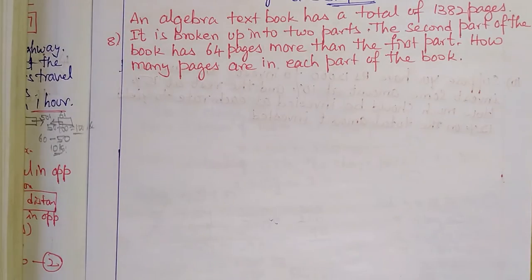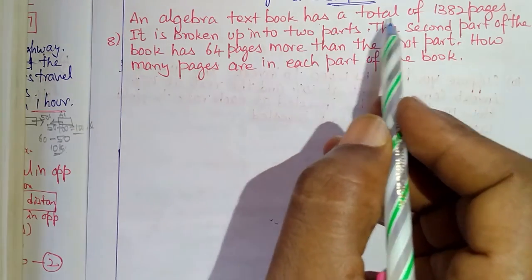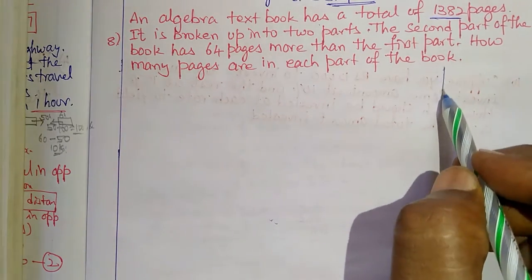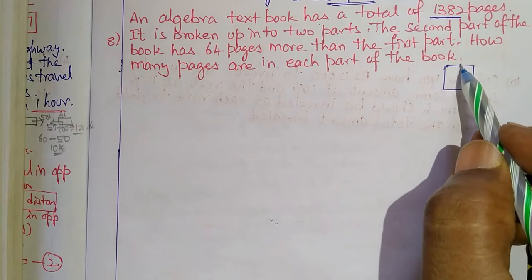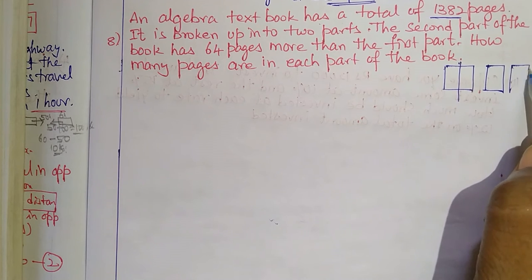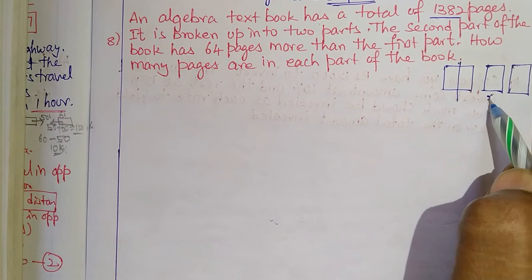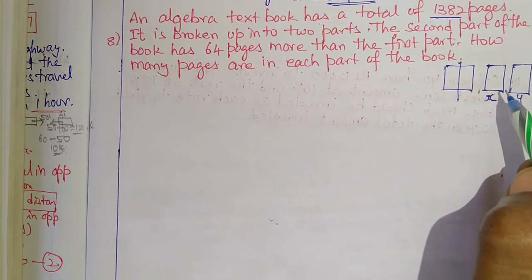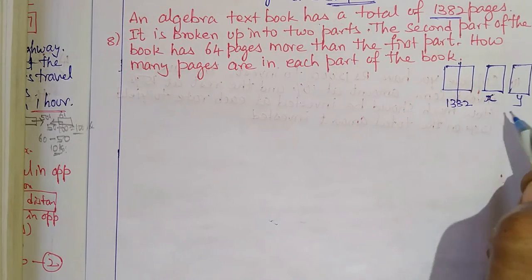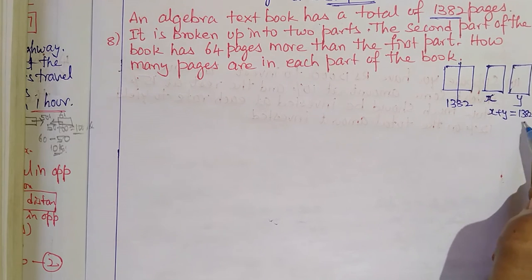To solve it, I have written the question here for you. An algebra textbook has a total of 1382 pages. So there is a book, and it has been made into two parts. This is part 1 and this is part 2. It has been cut into 2. So let this part be x and let this part be y. Total there are 1382 pages. Therefore, the first equation is x plus y is equal to 1382.